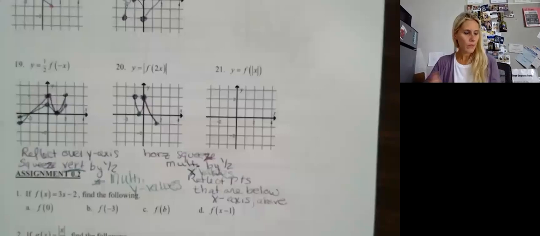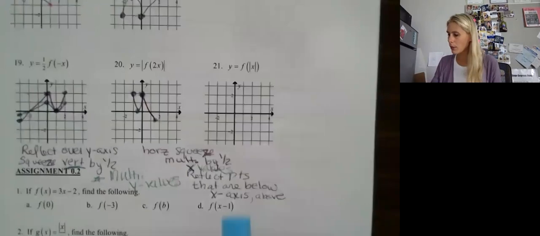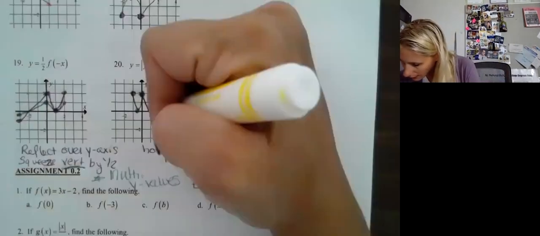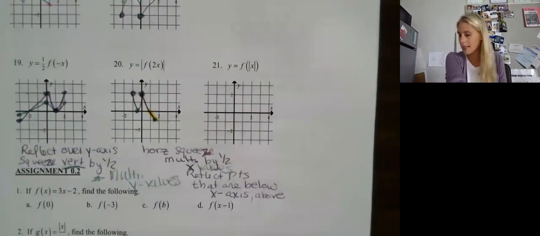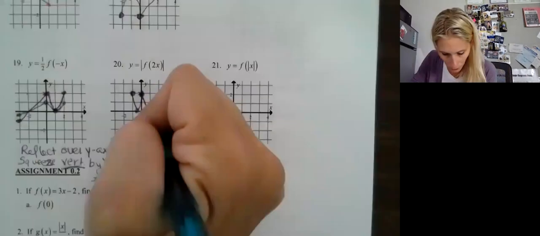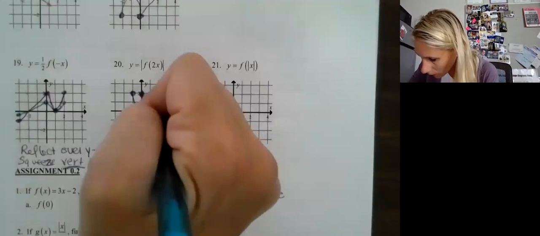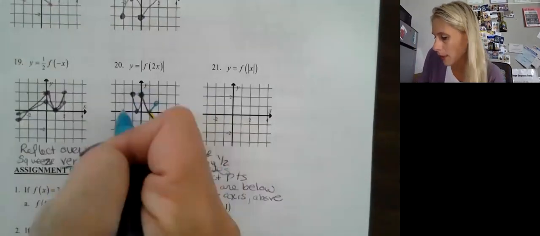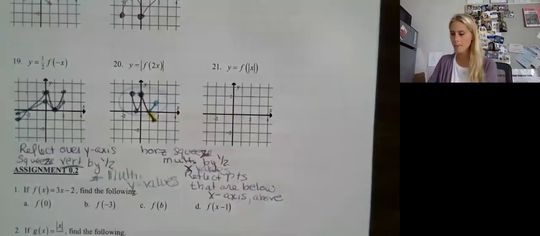Okay, so what happens there? Well, now we have to reflect the points below. So look at what's below the x-axis. Below the x-axis is right here. So what we're actually going to do now to finalize it is flip that yellow piece up. The final transformation is right there. So you flip that piece up.